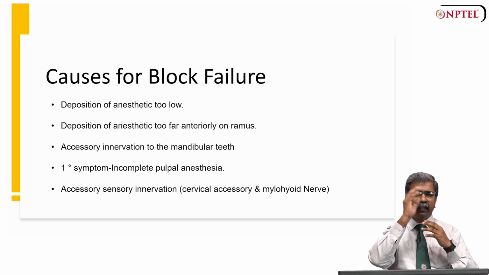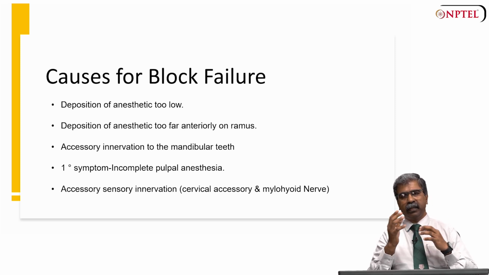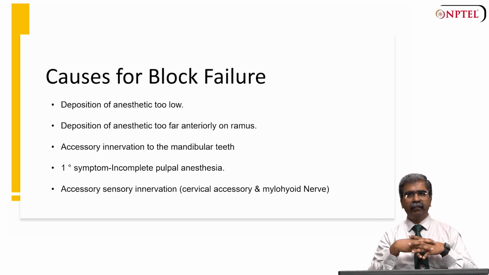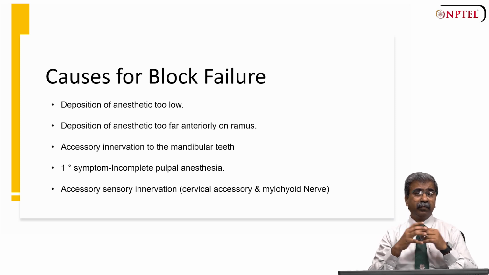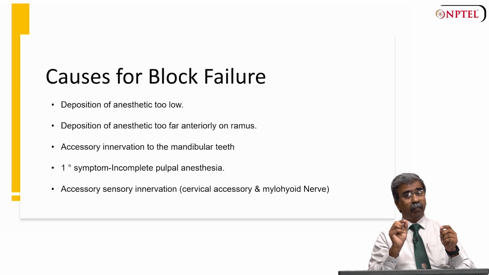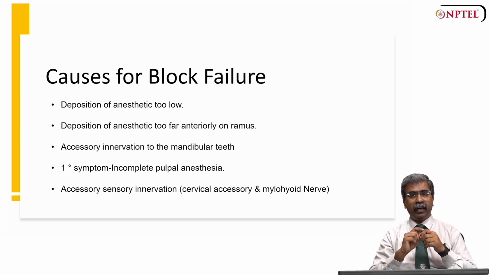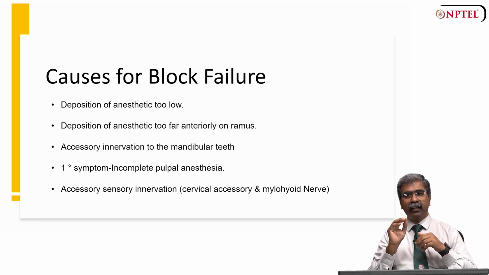There can be a collateral nerve supply from the opposite side. And also, not only that, the accessory sensory innervation can also be from the cervical accessory nerve or the mylohyoid nerve, which can provide additional sensation to the mandibular teeth and tissues, leading to incomplete anesthesia.